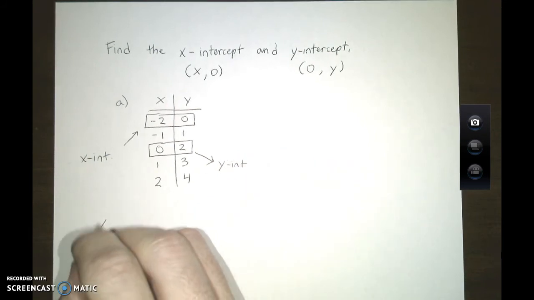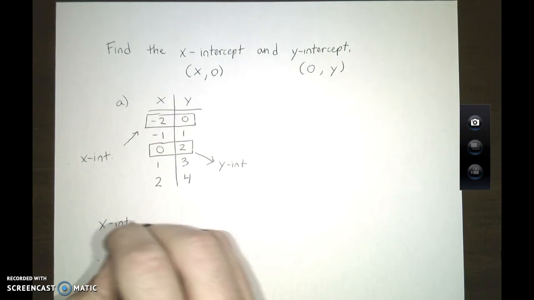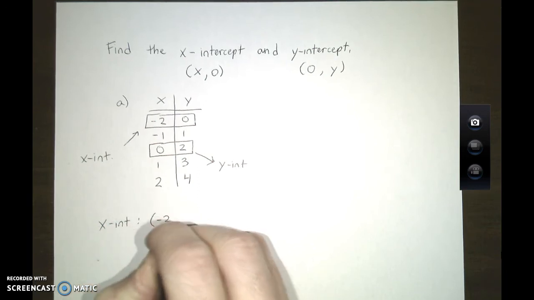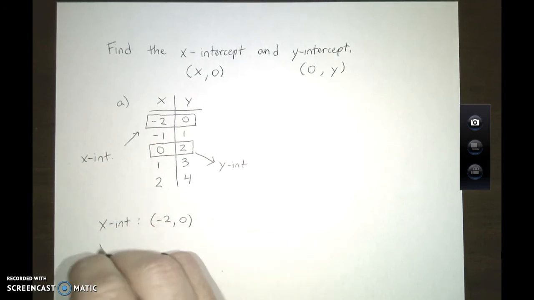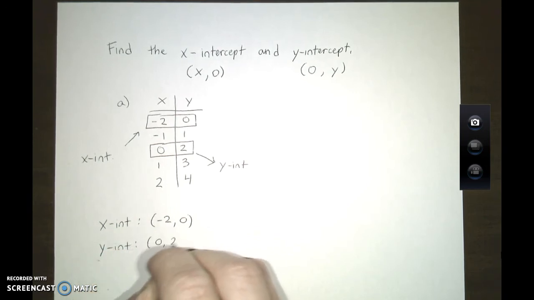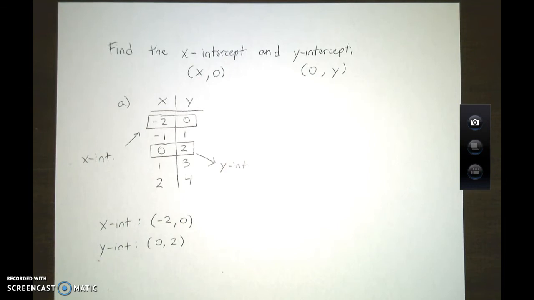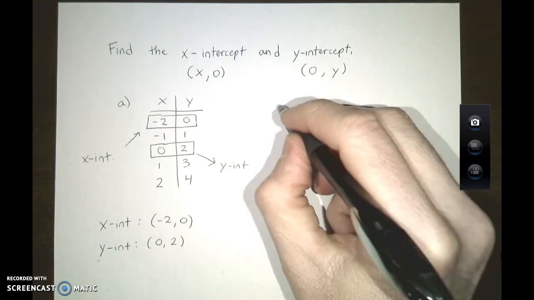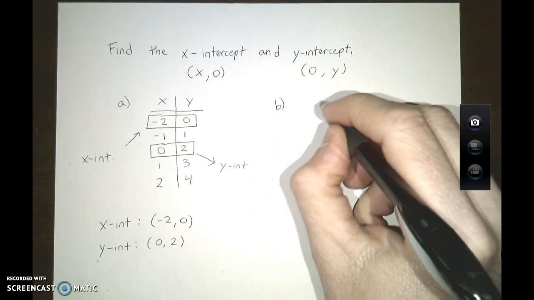So I can write down x-intercept is -2, comma 0, and the y-intercept is 0, comma 2. Let's take a look at another example. I'll give you a table again.